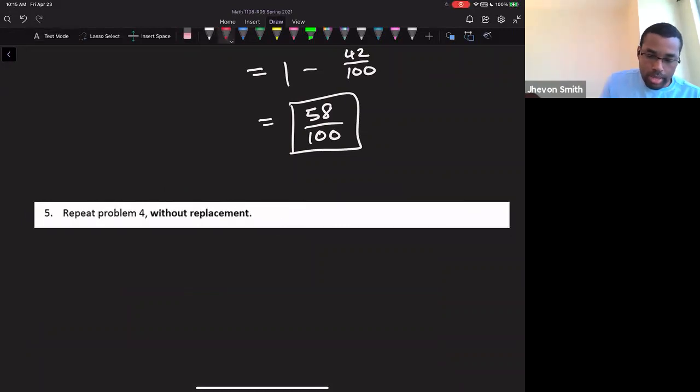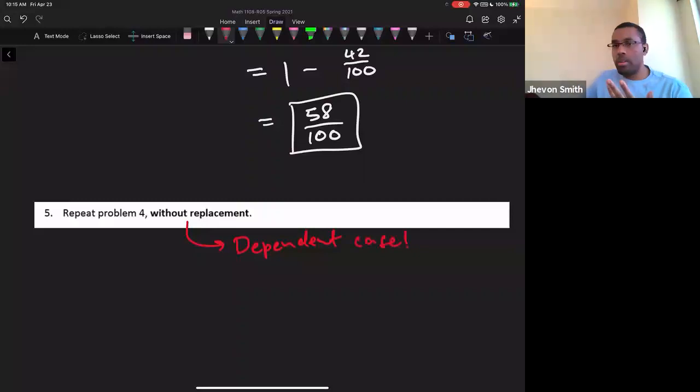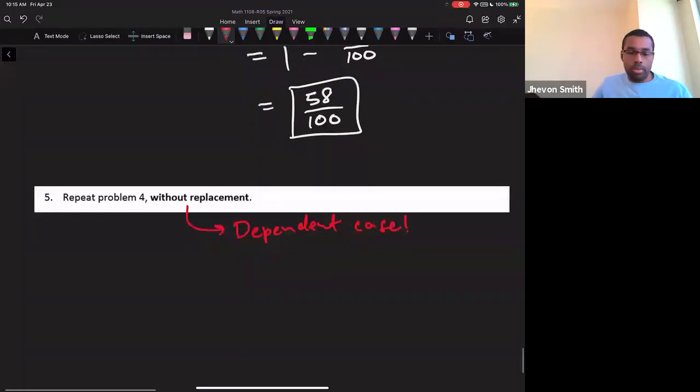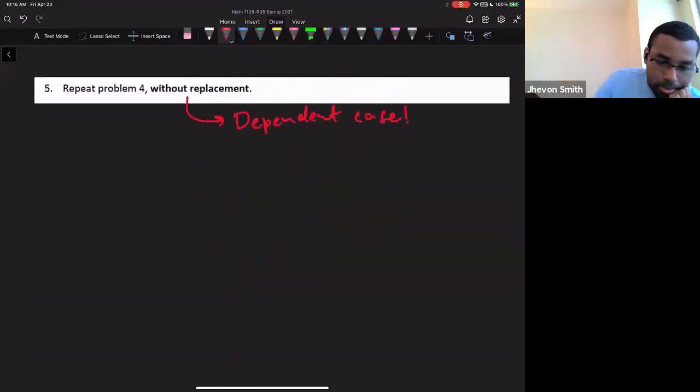So I want you to recognize that this is the dependent case. Because, for example, if you pick the blue first, you now affect the chances of you getting a blue second, right? So picking a blue the first time, you have a 4 out of 10 chance of getting that blue. But now, if you don't replace it, all the probabilities change because now you're choosing from a group of 9, and only 3 of them are blue, right? So the probabilities will change.